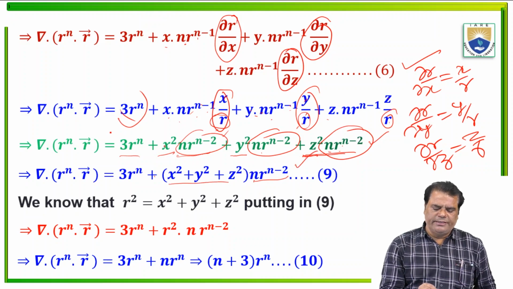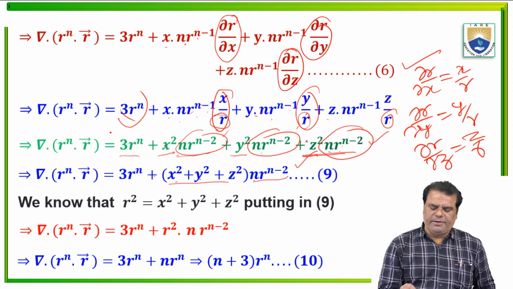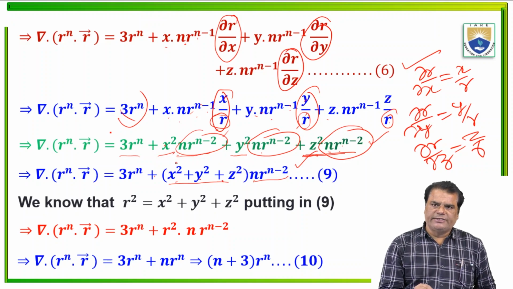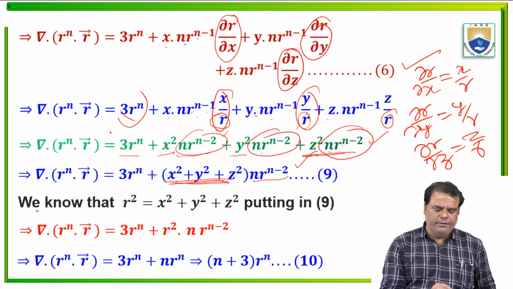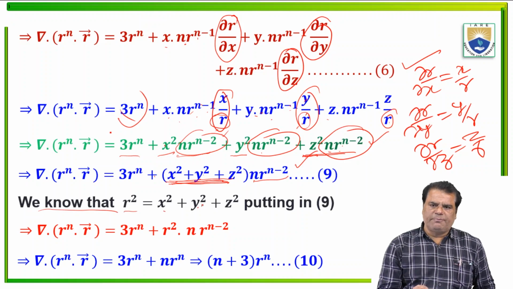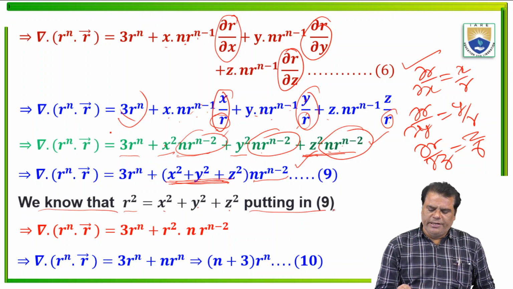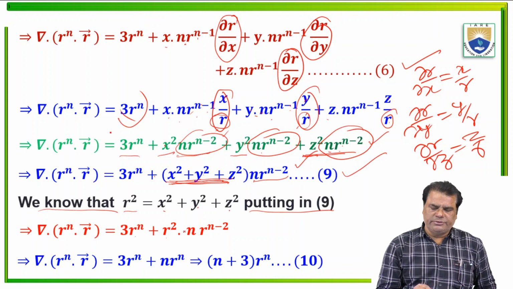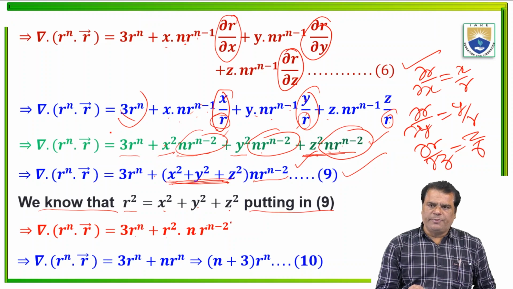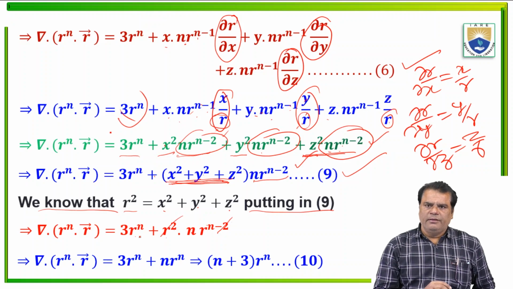And the next bracket is x square plus y square plus z square. So this is r square. I have already told you that the expression x square plus y square plus z square is r square. So putting this in equation 9, we get 3r to the power n plus r square and r to the power n minus 2. So this 2 and this 2 cancel.